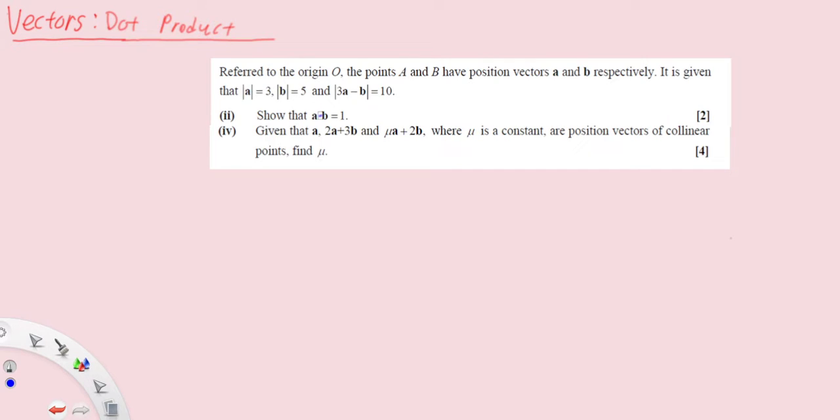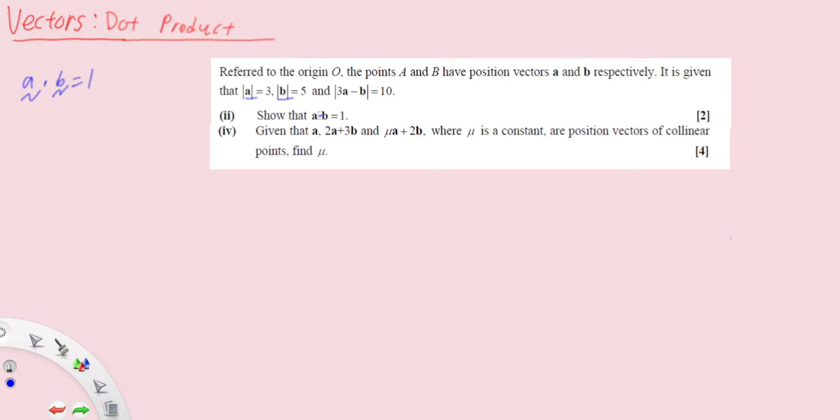Alright, so this is a dot product, a dot b equals 1. You might not know what to do here. Since we have mod a and mod b, let's try finding a dot b equals mod a mod b cosine theta. The problem is that we don't know what theta is, so this method is impossible. We cannot use mod a mod b cosine theta because we don't have theta.